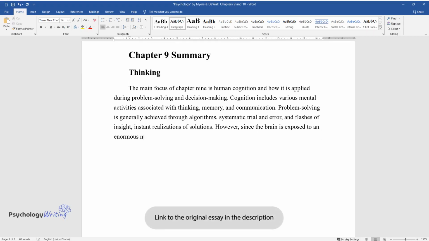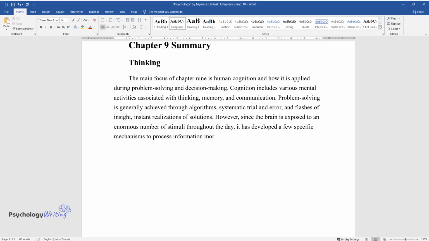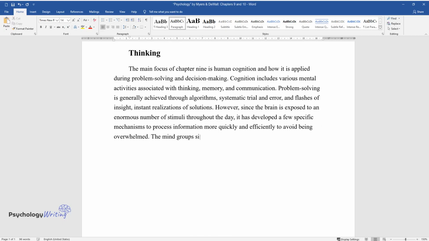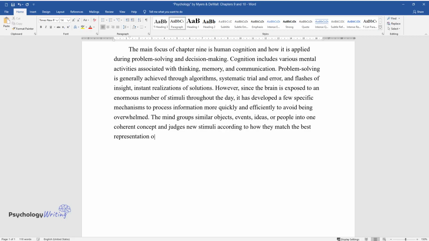However, since the brain is exposed to an enormous number of stimuli throughout the day, it has developed a few specific mechanisms to process information more quickly and efficiently to avoid being overwhelmed. The mind groups similar objects, events, ideas, or people into one coherent concept and judges new stimuli according to how they match the best representation of that concept, the prototype.